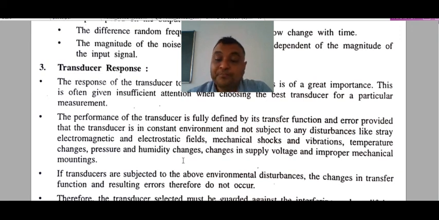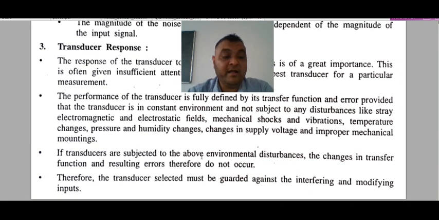Similarly, if continuous mechanical shocks are there, meaning some vibration is continuously coming, some machine is constantly vibrating, and your transducer is near it, then the response of your transducer will also change. Similarly for temperature changes, as I discussed, and for pressure and humidity changes, these are all parameters that will affect your transducer responses.